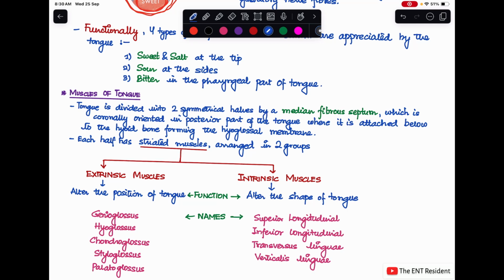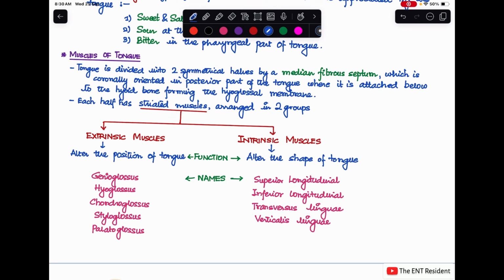Now, there has to be a difference in the function of the extrinsic and the intrinsic muscles of the tongue. The difference in function is that the extrinsic muscles are responsible for altering the position of the tongue, and the intrinsic muscles are responsible for altering the shape of the tongue. So, the extrinsic muscle for the position of the tongue, and the intrinsic muscle for the shape of the tongue. The different extrinsic muscles are genioglossus, hyoglossus, chondroglossus, styloglossus, and palatoglossus. And the intrinsic muscles are superior longitudinal, inferior longitudinal, transversus linguae, and verticalis linguae.